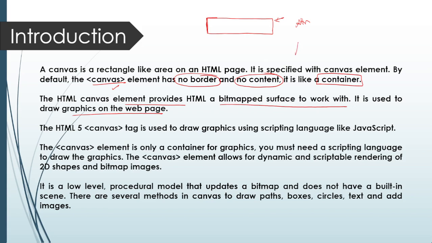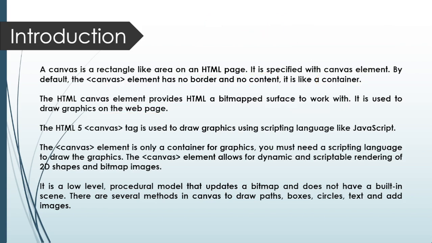For example, if you want a rectangle like this in 3 dimensions, you cannot use the canvas element. You can create this type of rectangle by using this canvas element, right? It is a low level procedural model that updates a bitmap and does not have a built-in scene. And there are several methods in canvas to draw paths, boxes, circles, text and add images. In this particular video, we'll discuss how to create a rectangle by using the canvas tag.